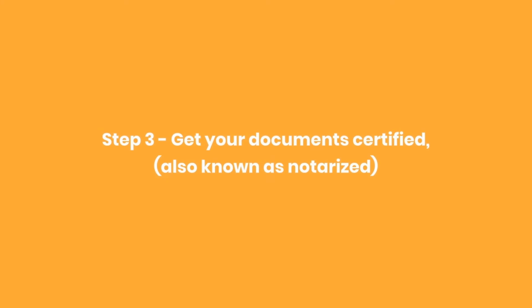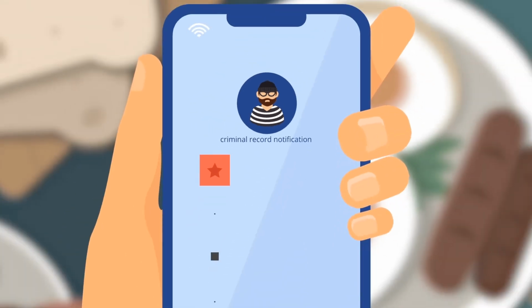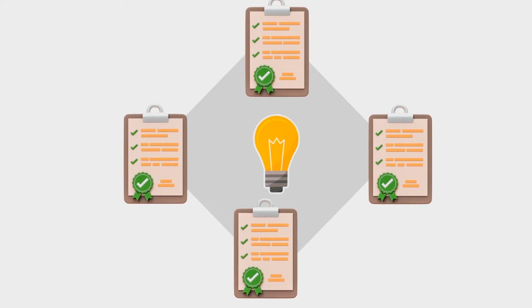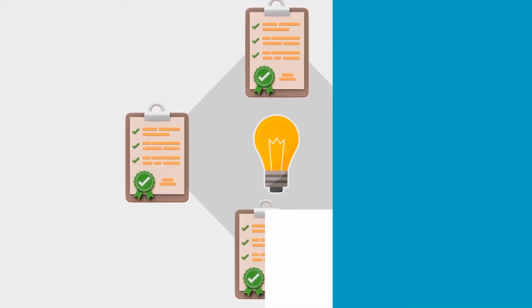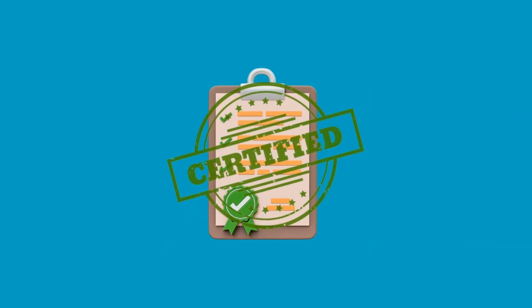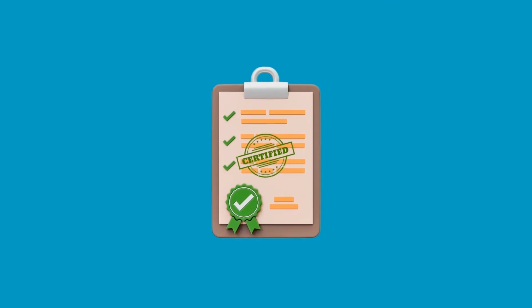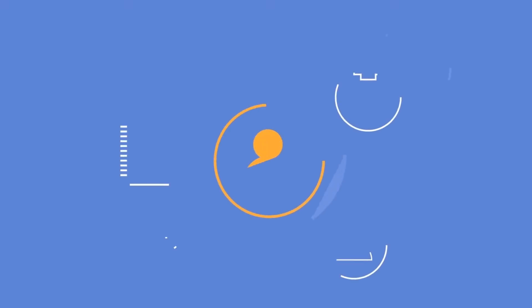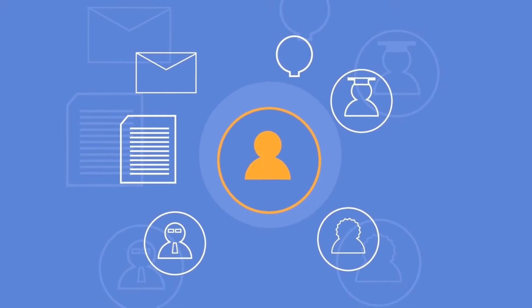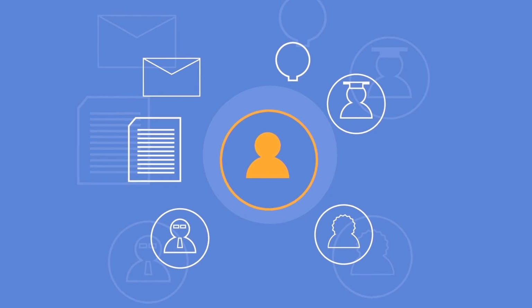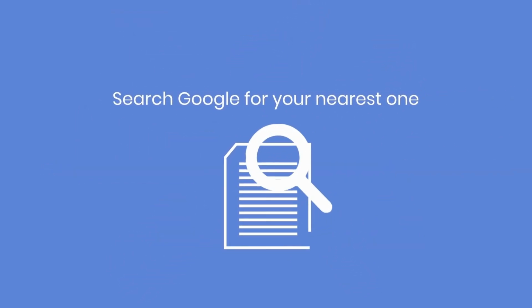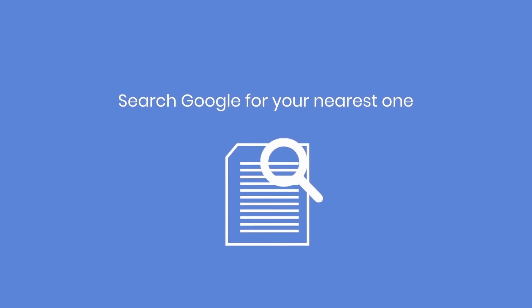Step 3. Get your documents certified, also known as notarized. When you have received your criminal record notification, take a copy and your other documents and keep the copies with the originals. Then take all the documents to be certified or notarized. This means the copies are signed and stamped as copies of a genuine document. In some countries, you can only have your documents notarized by a notary public. And in other countries, a lawyer, bank, doctor, or accountant can do this for you. Search Google for your nearest one.